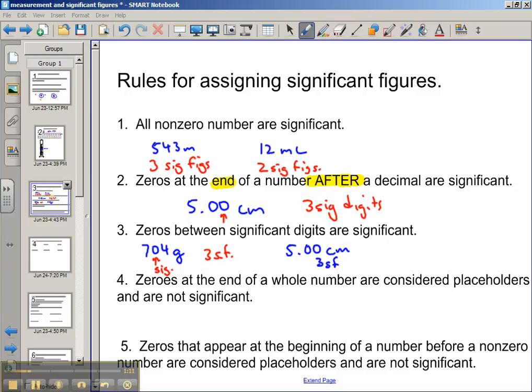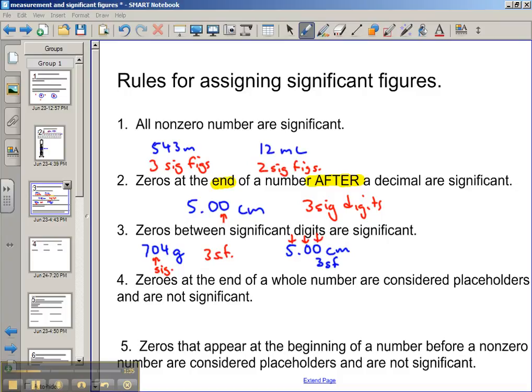Because the end digit is known, the middle digit is between 5 and the last digit, it is also significant. So there are 3 sig figs there. Okay, all 3 are significant because that last digit is the one that is estimated. The previous one is certain.